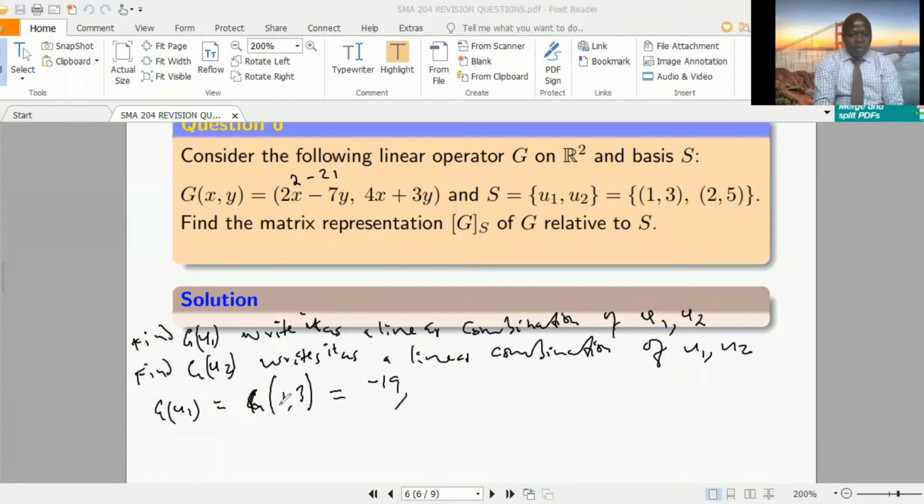And what about this point? Put x here. x is 1, that would be 4. And y is 3, that would be 9. So that would be 4 plus 9, which is 13.